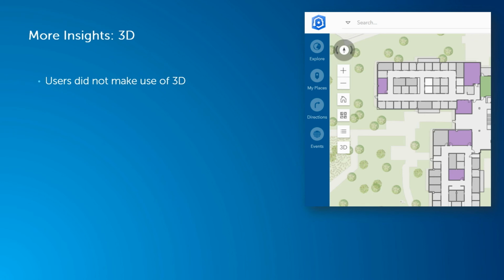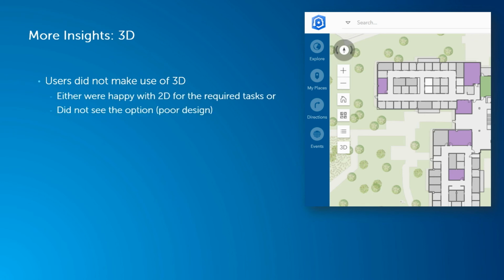So in essence, users did not make use of 3D, which to me means that either they were happy with 2D for the tasks that they had to accomplish, or they just did not see the option to toggle to 3D. I don't know if you see it, but there's like a little button, right? Which means it's poor design. So I took that back to the product team and I asked them to do something about it. And their response was, okay, no problem. Take an iteration and do your thing.